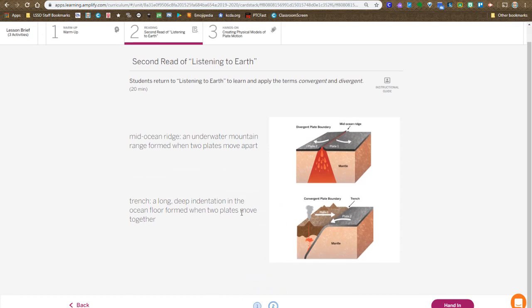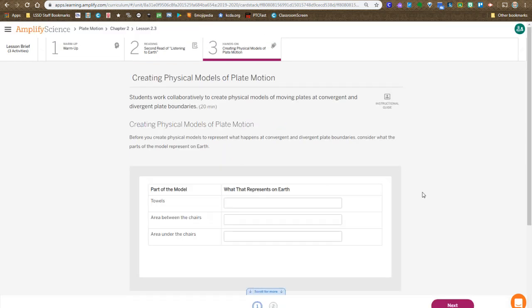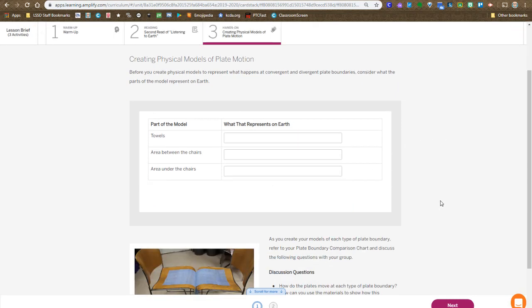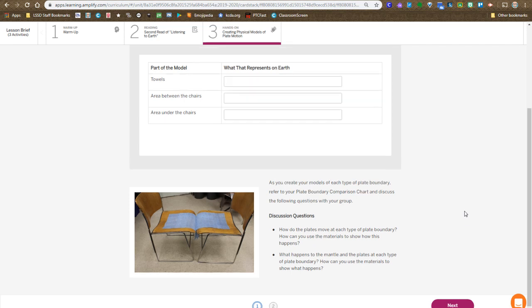the next screen to examine your understanding of the 2 model types, you're then moving on to the actual physical model. You'll be using towels and chairs, and they want to know what each part of that model represents. And there's an image there of what you would start with, but you don't just build the picture and then stop. Your job is to make the model actually operate by using the information you got in the previous section.